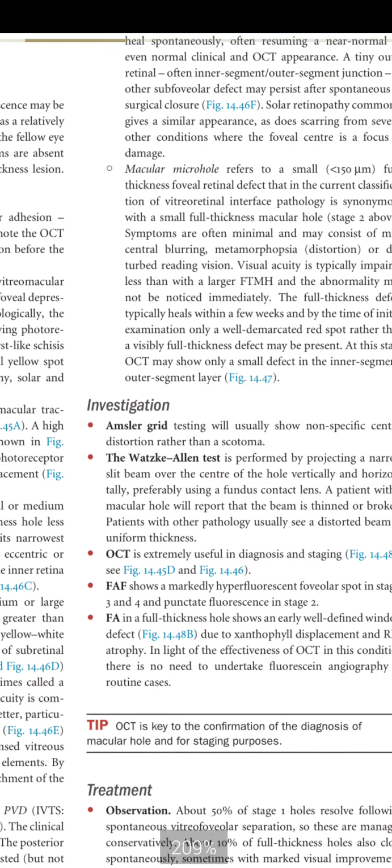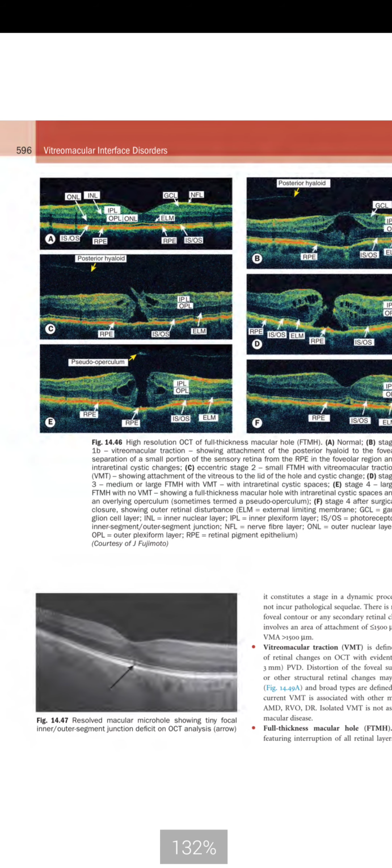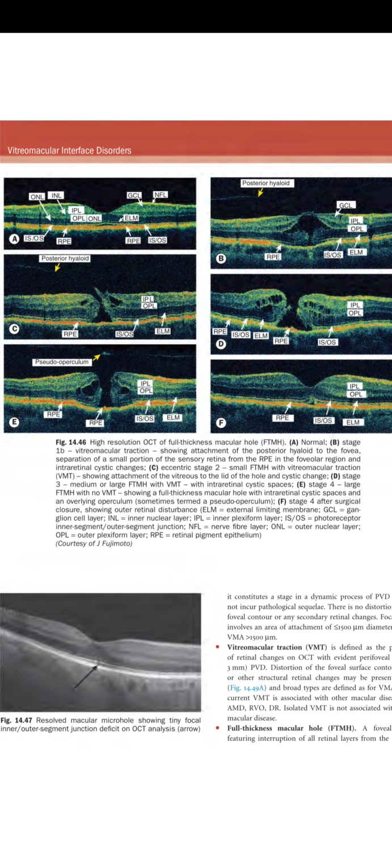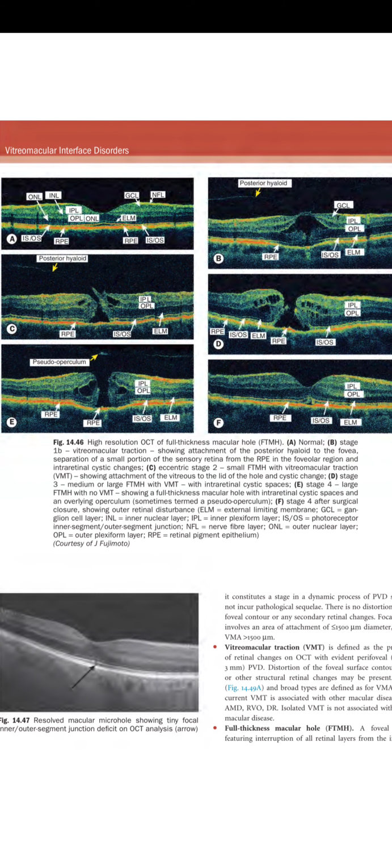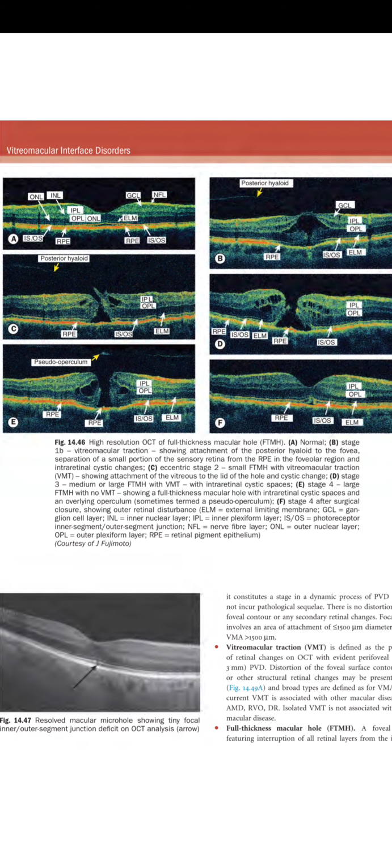So investigation consists of Amsler grid. So next is basically the OCT classification, figure 14.46. It is a high resolution OCT. A is showing us a normal OCT. B is showing us a stage 1B OCT in which there is a vitreomacular traction, and there is attachment of the posterior hyaloid to the fovea, separation of a small portion of the sensory retina from the RPE in the foveolar region. So you can see that there is a separation and intraretinal cystic changes.